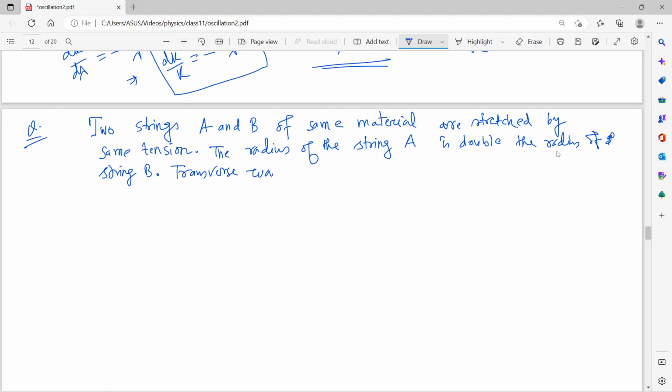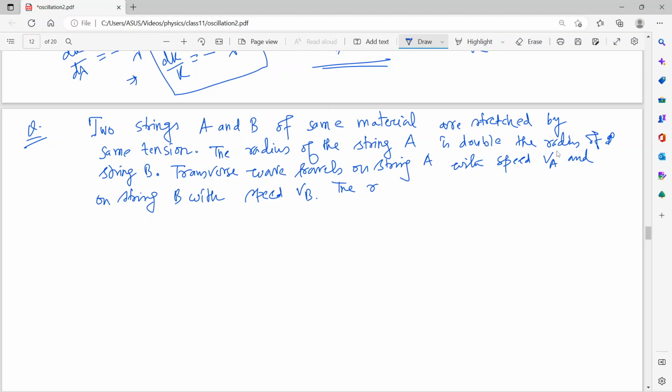Transverse wave travels on string A with speed VA and on string B with speed VB. The ratio VA by VB is, you have to find: 1 by 4, 1 by 2, 2, 4.